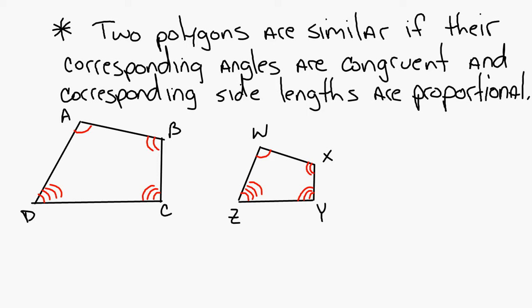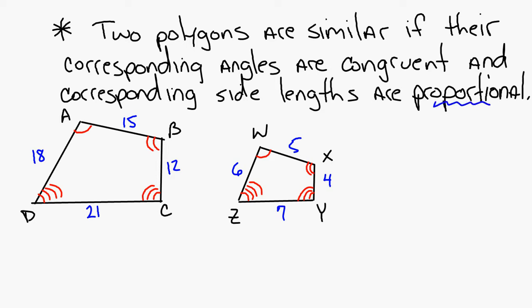Now the second part of the definition: corresponding side lengths are proportional. Here's what that means. You've got some side lengths on the left: an 18, a 21, a 15, and a 12. And then in the shape on the right, you've got a 6, a 5, a 7, and a 4. Corresponding side lengths are proportional.